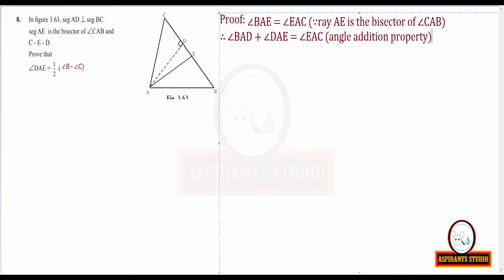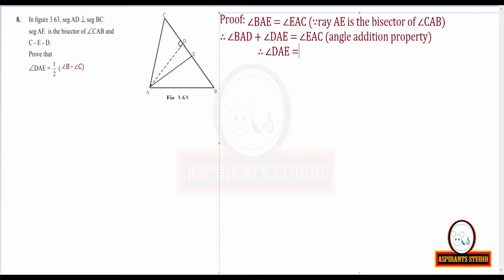Ray AE is the bisector of angle CAB. So look at the figure. Look at ray AE. We get angle BAE is equal to angle EAC. Now apply the angle addition property. Angle BAE can be split up as angle BAD plus angle DAE. Look at the figure.